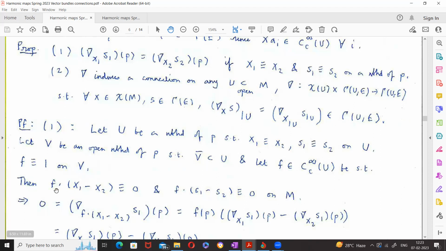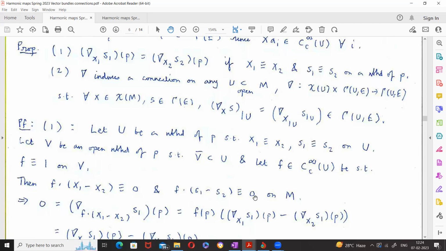So then if I look at F times X1 minus X2, this is identically 0, right? Because inside U, X1 is identically equal to X2. So this is 0 inside U, and outside U, F is 0. So this F times X1 minus X2 is 0 outside U as well. So this is a global section which is identically 0. And similarly, F times S1 minus S2 is also identically 0.